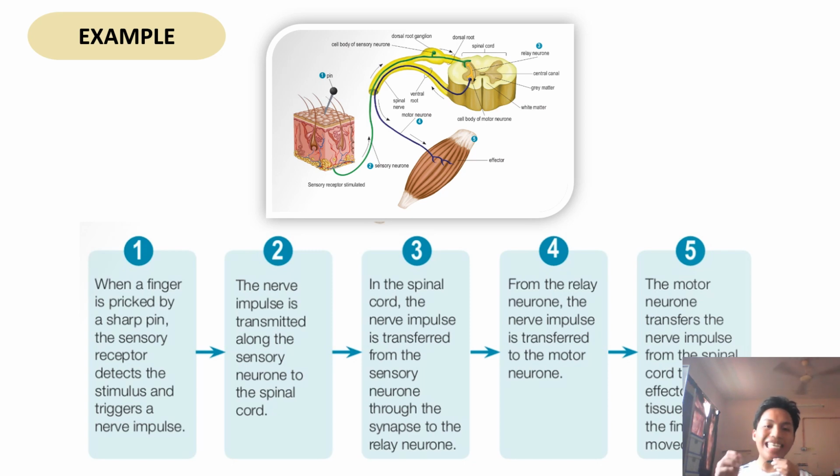When a finger is pricked by a sharp pin, the sensory receptor detects the stimulus and triggers a nerve impulse. The nerve impulse is transmitted along the sensory neuron to the spinal cord. In the spinal cord, the nerve impulse is transferred from the sensory neuron through the synapse to the relay neuron. From the relay neuron, the nerve impulse is transferred to the motor neuron. The motor neuron transfers the nerve impulse from the spinal cord to the effector to affect the muscle tissue for the final movement.